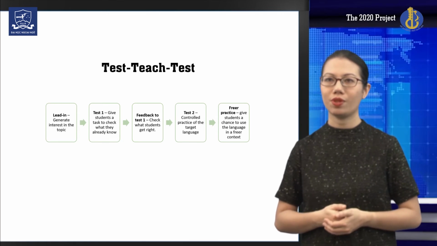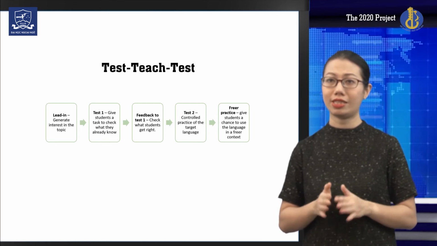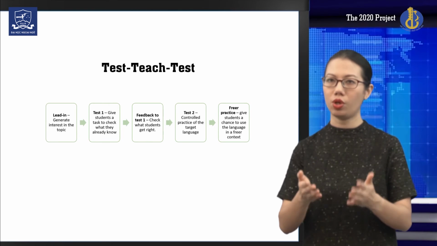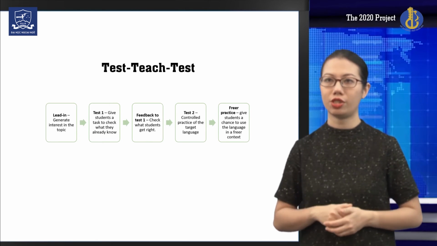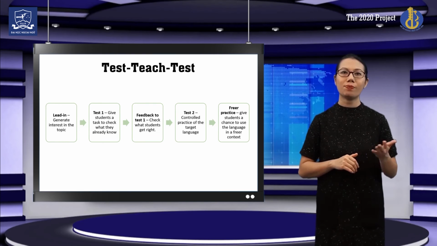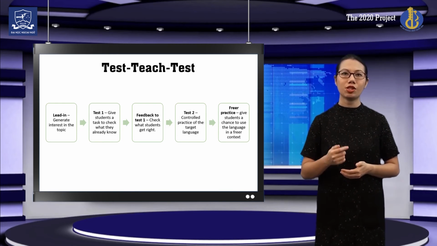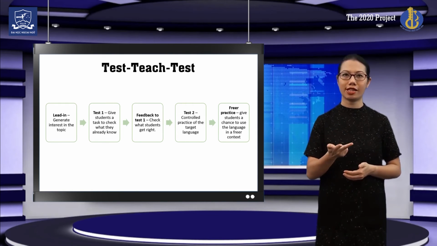For example, if your target language is 10 vocabulary items, you could get students to match the words with the correct definition. Feedback to Test 1. Check what students get right. Give language input or clarify what they didn't understand. Remember, when introducing new vocabulary, always think MFPA: meaning, form, pronunciation, appropriacy.